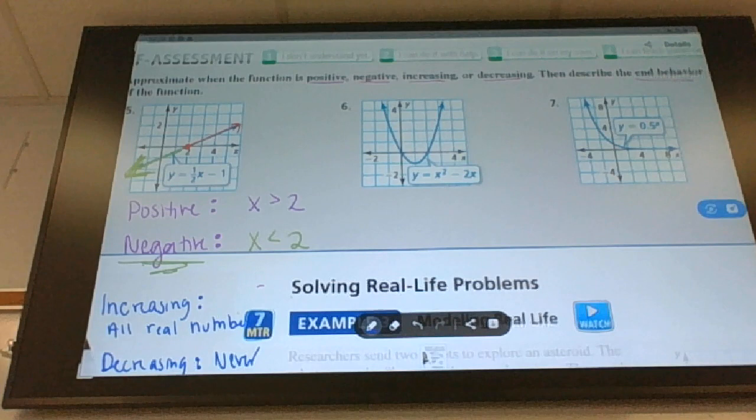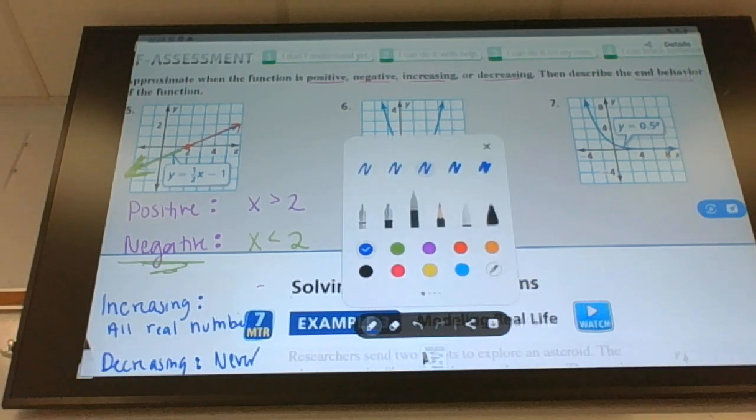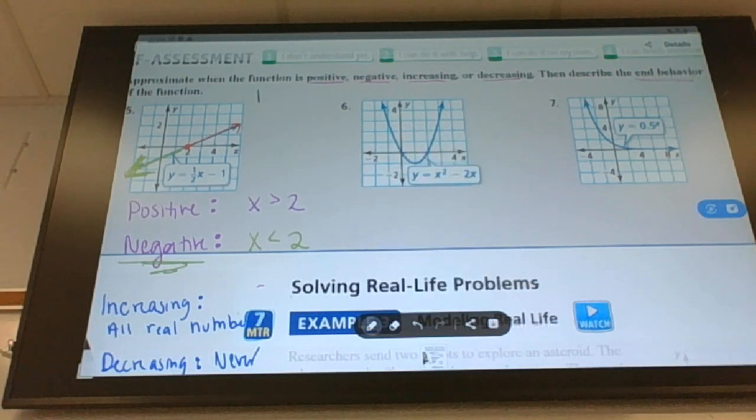Now, end behavior. On the left end, it goes down. Left end is down. Right end is up. So many characteristics. This never used to be in Algebra 1.